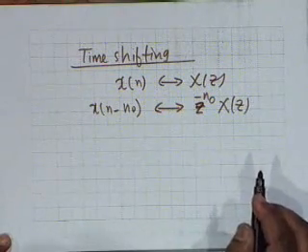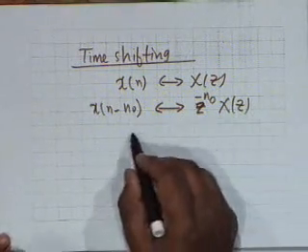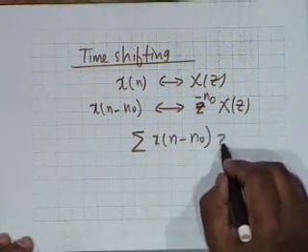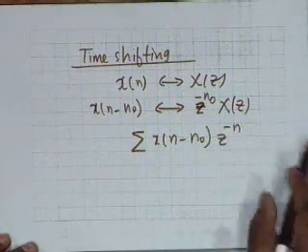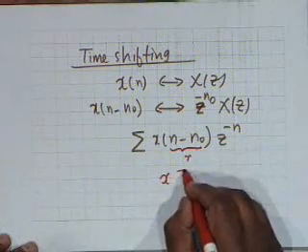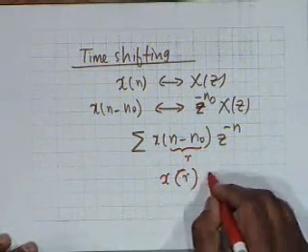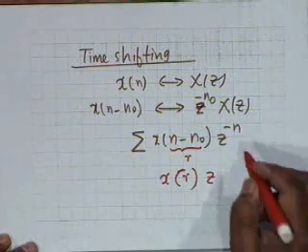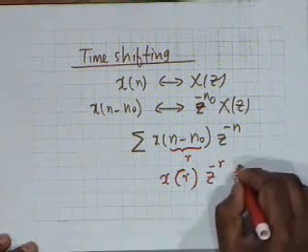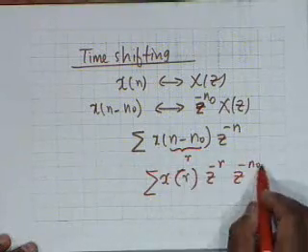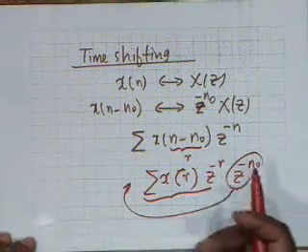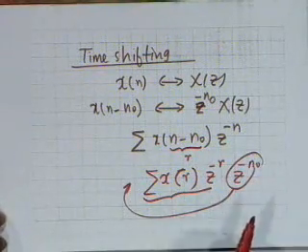Now the proof is elementary. That is, what we have is summation x of n minus n0 Z to the minus n, in which we make a change of variable, we put this equal to r, therefore we get x of r, then n shall be equal to r plus n0, and therefore Z to the minus r, Z to the minus n0, and this is what comes out of the bracket. The rest of it is capital X of Z. The proof is elementary, but several points have to be noted.